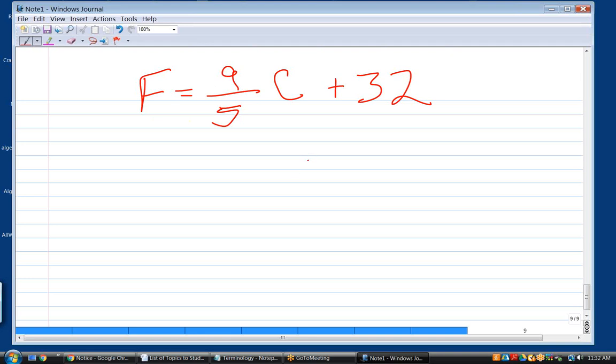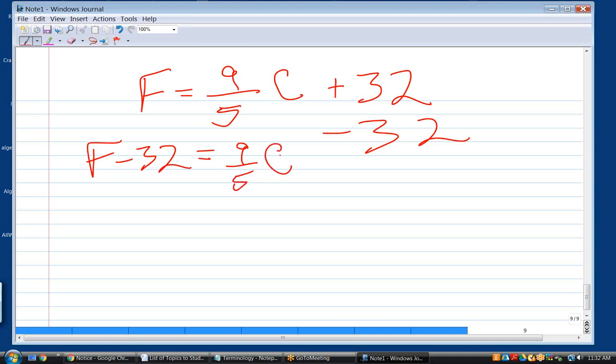Let's see here. We could subtract 32 from both sides. So now we have F minus 32 equals 9/5 C. So now we're down to here. Partly why I don't like doing this is it messes up your page. You need more page space. Yeah, exactly. I write big enough as it is, so I need as much space as I can get.